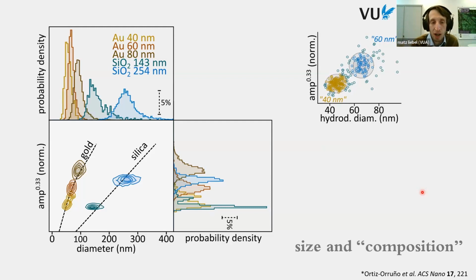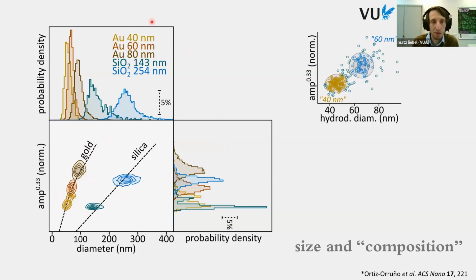So what we can do now is use the scattering amplitude to determine the signal of the particles. At the same time, we can use the diffusion coefficient to determine the size of the particle, aka the hydrodynamic radius. Then we're able to decompose samples which contain different materials and different sizes into their respective contributions.